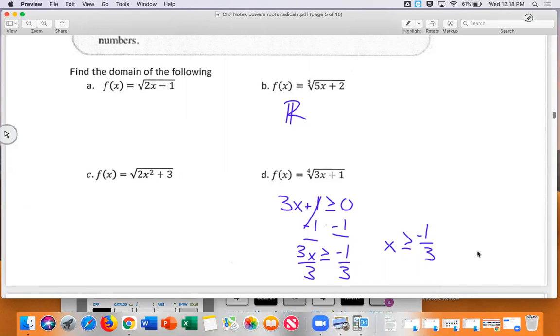I typed in the cube root, saw there was no restrictions. There was a graph going through my whole coordinate plane. So we were good there. And then with the square root, we saw that it was cut off, and as well with the fourth root.